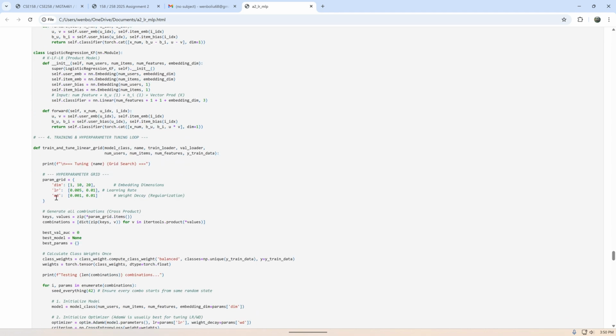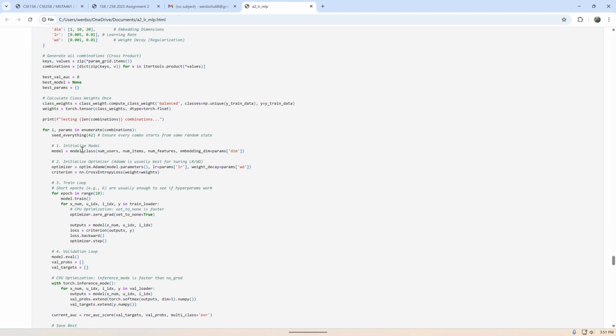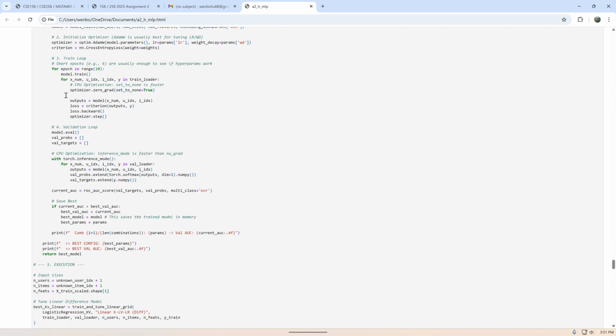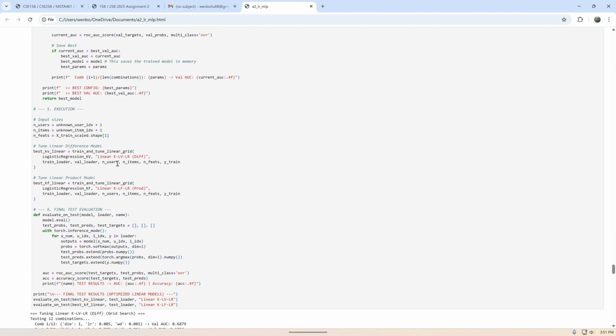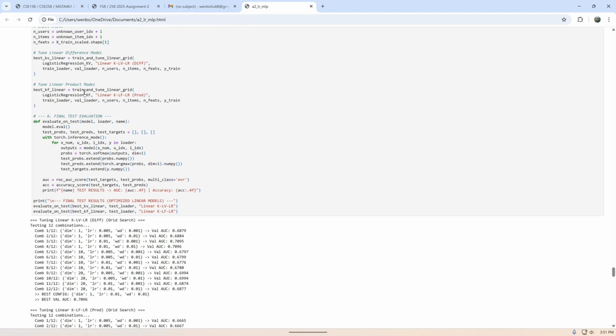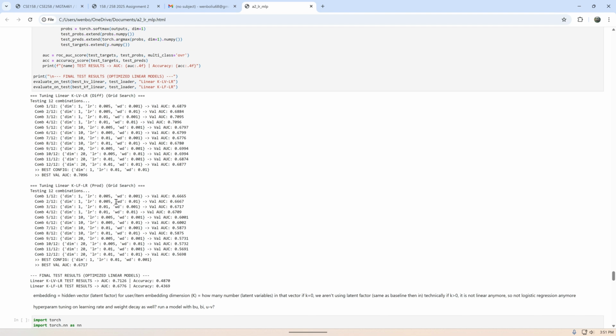And then we do hyperparameter tuning, and we have the training loop with 10 as the epoch. And then evaluation on the test set. Here are the results. For the difference model, the result was 0.7126. The product model result was 0.6776. And then you can see here the best dimension was 1 for both of them, as we mentioned.